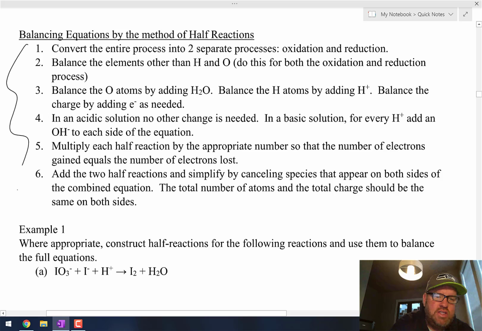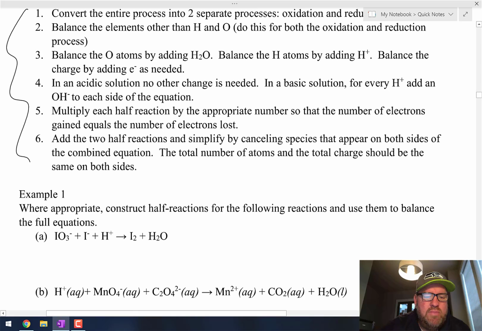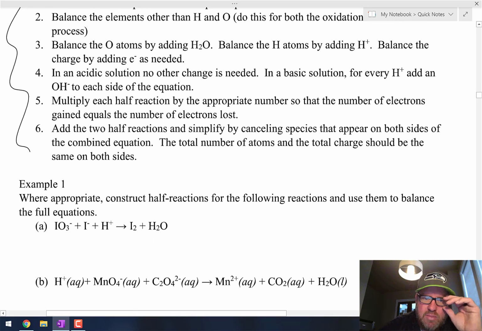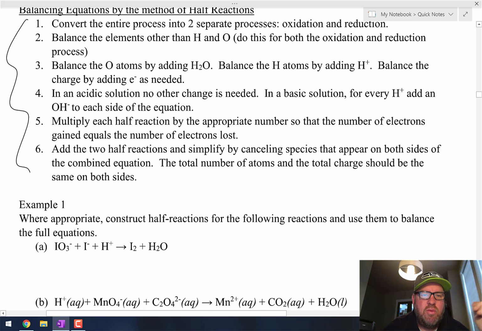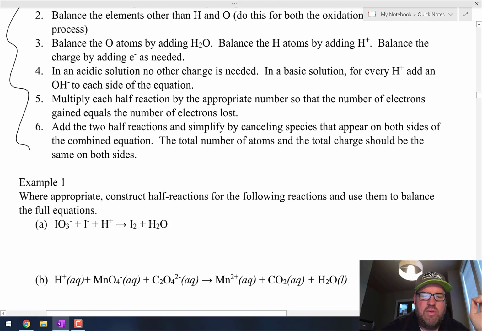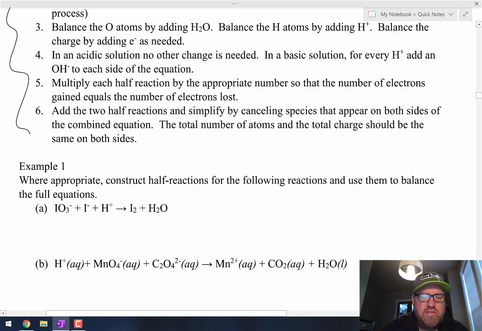So here are 6 different steps that you're going to follow to do this. Instead of reading all of them for you, I know you know how to read, so I will look over at example 1. I will just do one of these examples for you so you can see as I go through the steps. Step number 1 is to convert it into 2 separate processes, the oxidation and the reduction process. So here we're trying to figure out what's being oxidized and what's being reduced.